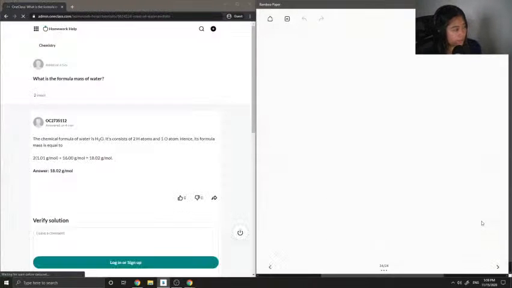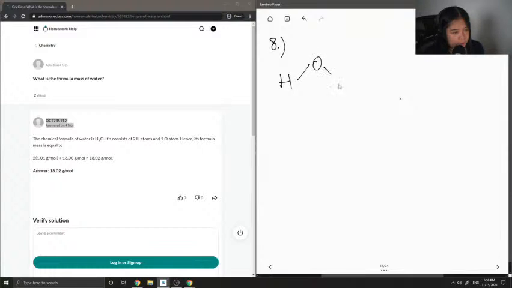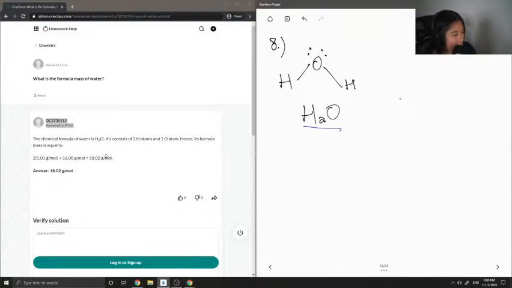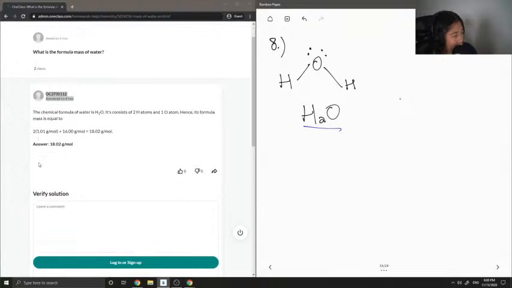Okay, so moving on to question 8. What is the formula mass of water? So water, as we all know, is simply H2O. I guess that's all the question was asking for. The chemical formula of water is H2O. It consists of 2 hydrogen atoms, 1 oxygen atom. Hence, its formula mass is equal to 2 times 1.01 plus 16, which is equal to 18.02. Yep, so that is correct.